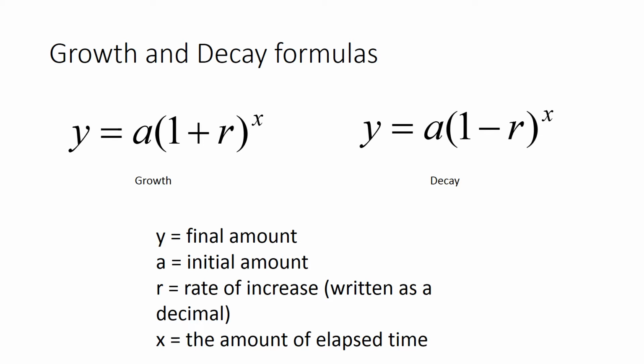Remember that y is our final amount, a is the initial amount, and r now, this is new. b is either 1 minus r for decay or 1 plus r for growth, and this is where this formula comes from. Now we're going to be given a rate of increase, and we're going to have to write it as a decimal. So if it's 5%, then we would write it as 0.05. And x is going to be the amount of time that has elapsed.